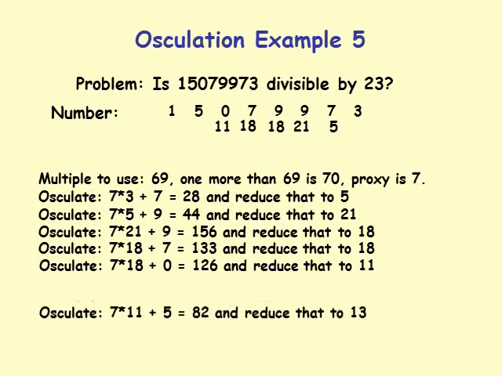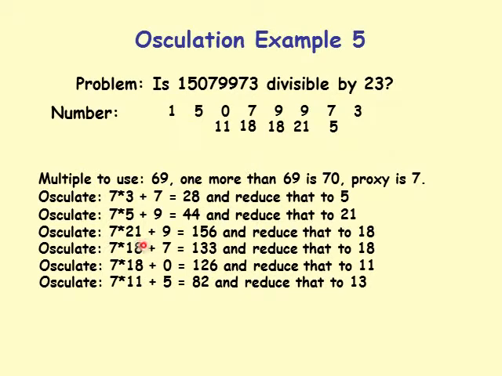Now we osculate 11 on the right and 5 on the left. 7 times 11 plus 5 is 82. We subtract 69, which is 23 times 3, from 82 and get 13 left.